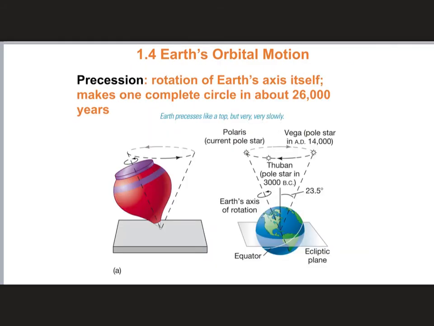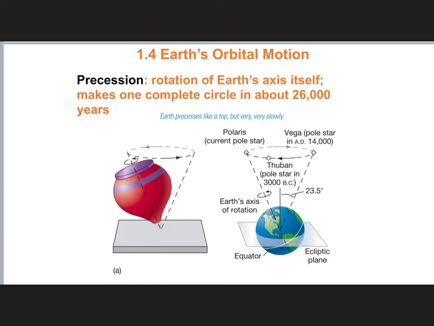Now, one of the things that's interesting, we talked in the previous slide about how the Earth's axis of rotation was fixed as the Earth goes around the sun. And so in part of the year, that means the northern hemisphere is pointed towards the sun, and the opposite part of the year, it's pointed away from the sun. But that axis itself is actually slowly rotating, and it in fact traces a cone. And this process is called precession. Precession is a rotation of the Earth's axis itself.